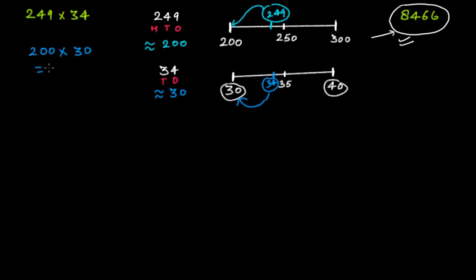The answer will be 6,000. Now you'll see that this is 6,000 and our exact value is 8,466, right? It's very far from this exact value. So why don't we apply some other way to solve it? Okay, so check for 249.